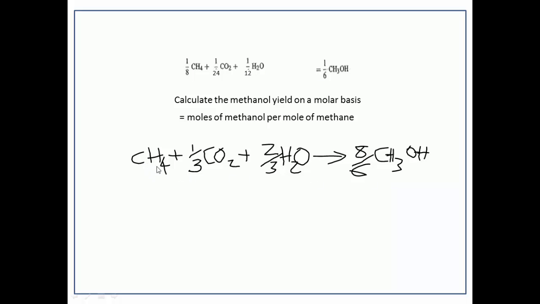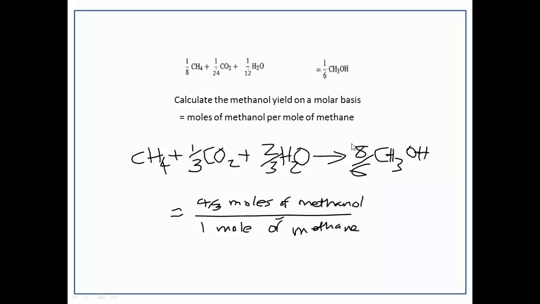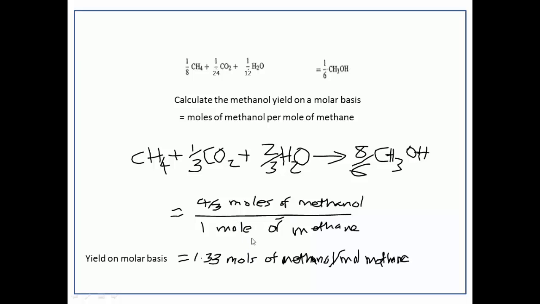So you have 1 mole of methane, and then we want to find out from every 1 mole of methane, how many moles of methanol will we get. So you can break this down. This will be 4/3. So you have 4/3 moles of methanol per mole of methane, and that will give us 1.33 moles of methanol per mole of methane. So this is our yield on molar basis. But like I said, the main idea of this example is just to help us determine which half reactions to use.